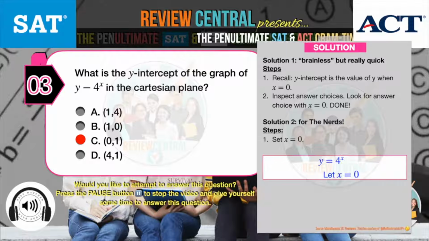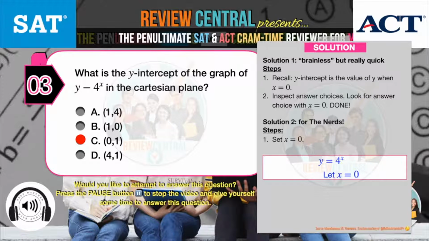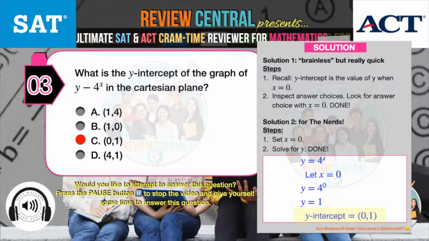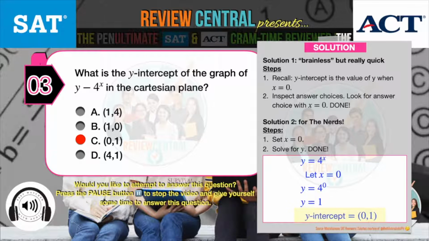Okay, so we have the scary-looking equation, y equals 4 raised to x. To find its y-intercept, we set x to 0. y equals 4 raised to 0. Any number raised to 0 is equal to 1. Hence, y equals 1. Therefore, the y-intercept is the point (0, 1). That's not too hard, is it? In fact, it is almost as simple as just inspecting the answer choices, in our humble opinion, that is.